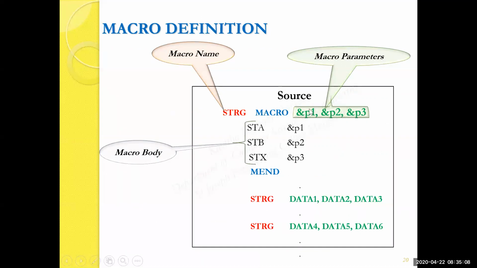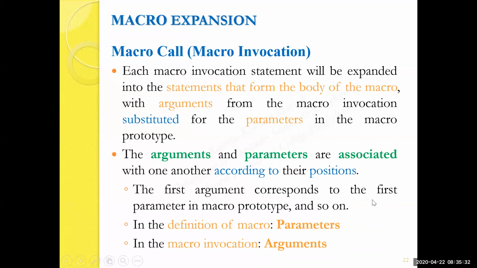Arguments are associated with parameters by position. Data 1 is the first argument which corresponds to first parameter P1. Likewise, data 2 is the second argument which corresponds to second parameter P2. Similarly, data 3 is the third argument and it corresponds to the third parameter P3. So substitution of parameters with arguments will be done based on the position.